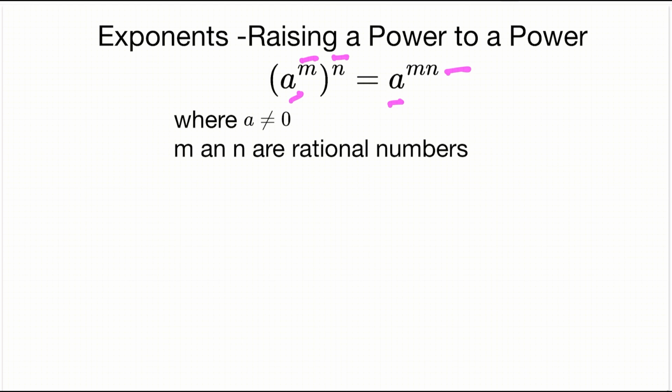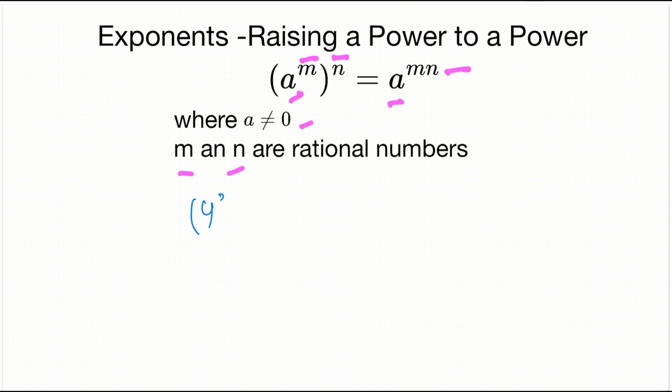n. Two caveats here: A is not equal to 0, and m and n are rational numbers. That is, they are the ratio of two integers. That's a rational number. Let's look at an example.